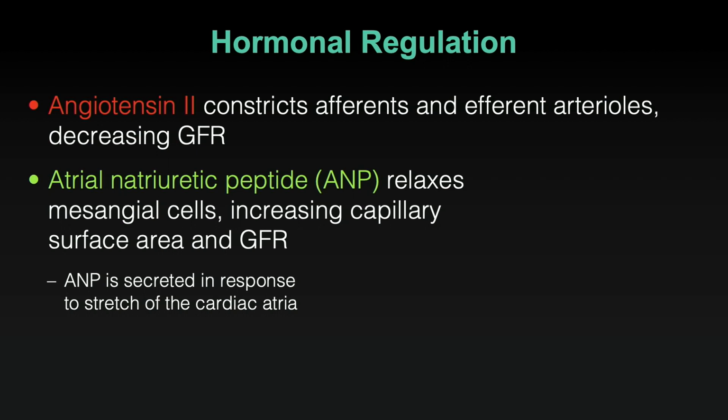On the flip side, maybe you're not hemorrhaging, maybe you have chronic high blood pressure, and hormonal regulation needs to increase GFR to help get rid of some extra fluid and decrease pressure in the body. A candidate hormone that does that is called atrial natriuretic peptide. And ANP is secreted from cells in the heart, secreted from the atria, atrial natriuretic peptide.